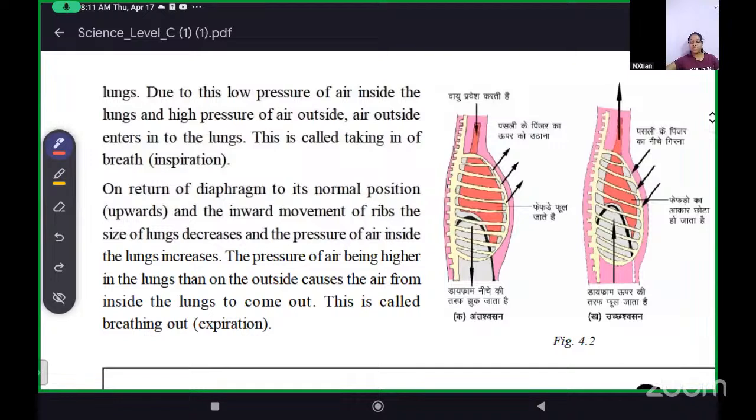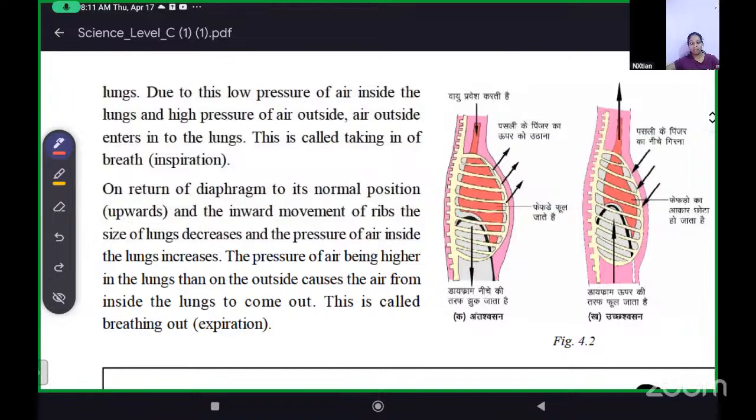Now, see the next part, what is happening. On return of the diaphragm to its normal position and the inward movement of ribs, the size of the lungs decreases and the pressure of air inside the lungs increases. The pressure of air being higher in the lungs than outside causes the air from inside the lungs to come out. This is called breathing out or expiration. Okay, inspiration and expiration. So this is breathing in and breathing out.